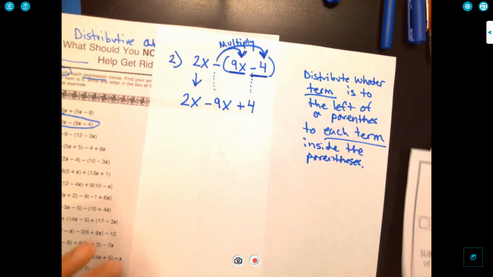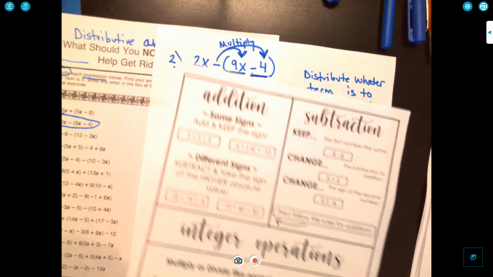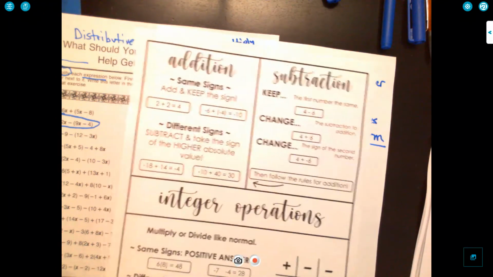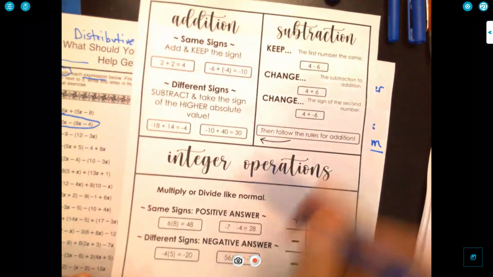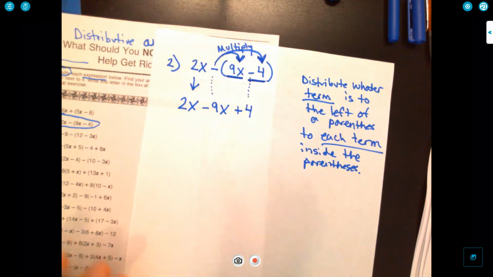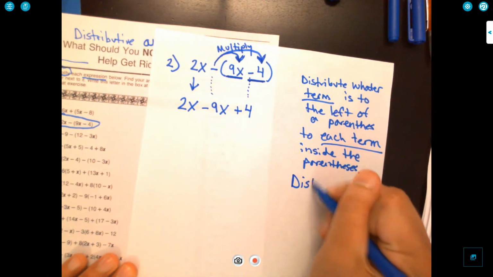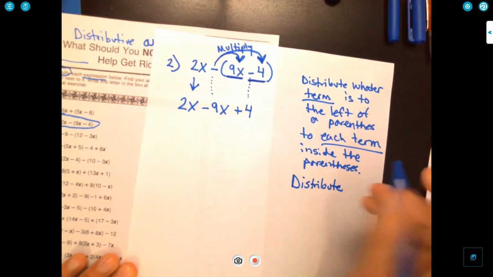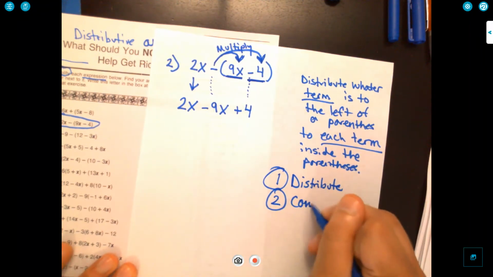If you are confused with multiplying and dividing integers, make sure you refer to that cheat sheet that I had you glue into your composition notebook. All right, so now we got rid of the distributive. Distributing is the first step. The second step is combine like terms.